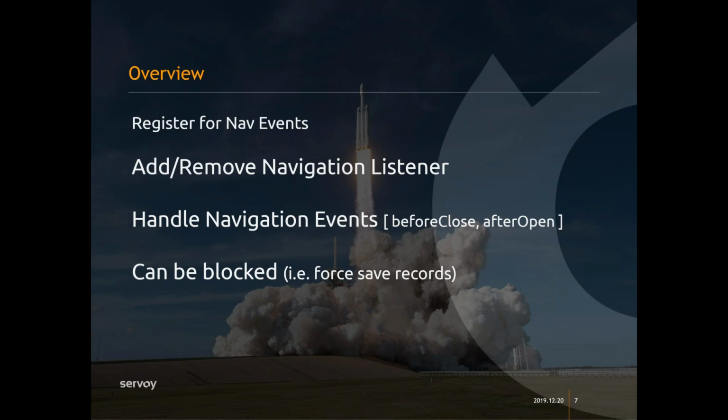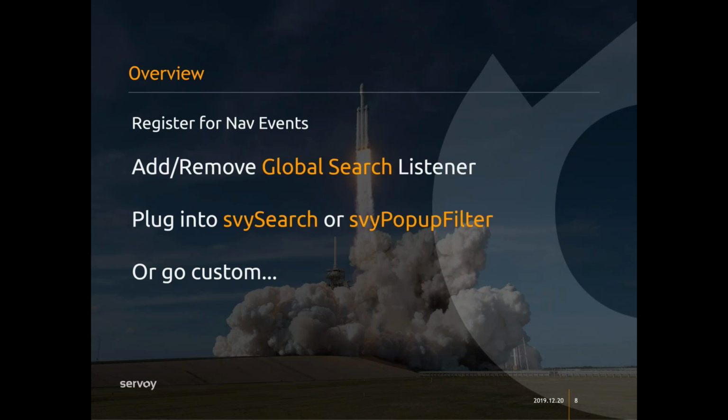Then I started to play with the events, and I add and remove navigation listeners in the on-show events and the on-hide events. I didn't show the on-hide, but by the way, in on-hide, I do remove the listener, and that's kind of important. And then I handle that before close, and I'm able to block it by returning false, so I force them to save records or to cancel. And then finally, I showed you how you can plug in that global search listener to the menu item that you initialize, and you can search however you like with that.